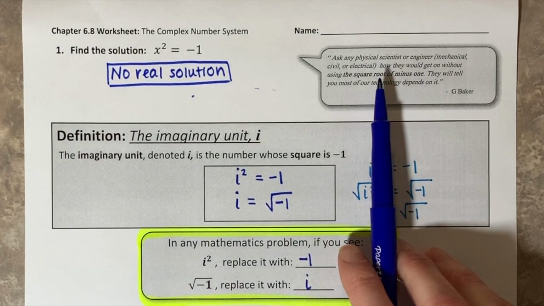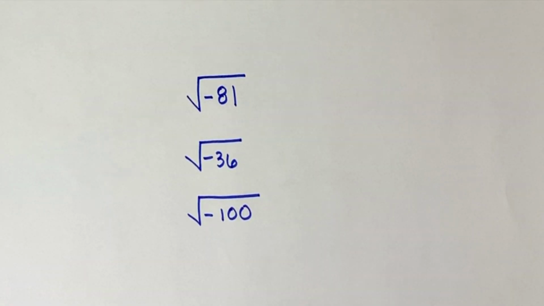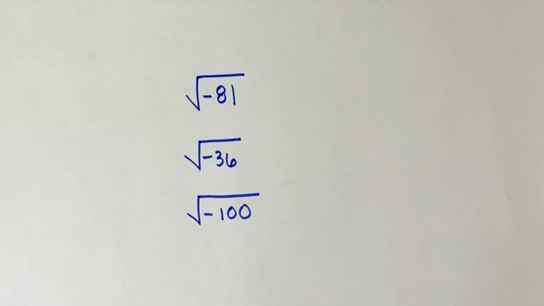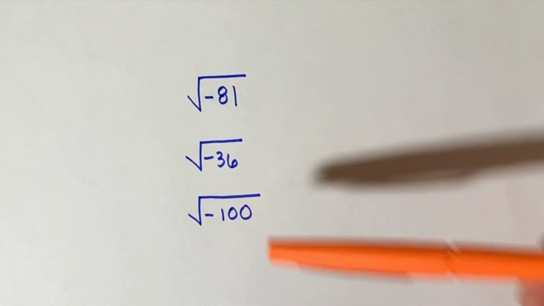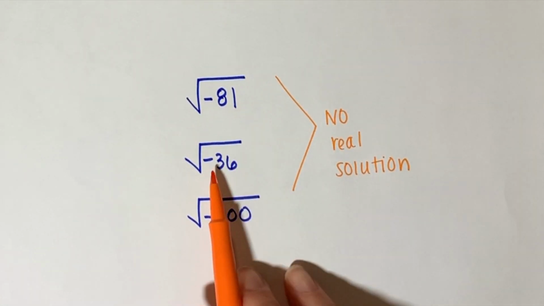And I love this quote that I put up here. Ask any physical scientist or engineer how they would get on without using the square root of -1. They will tell you most of our technology depends on it. If you look back at your chapter 6, section 1 notes, you'll see problems like this. The index is an implied 2 here. We said when the index is even, we're not allowed to have negative numbers underneath the square root. If that did happen, we wrote that there is no real solution.